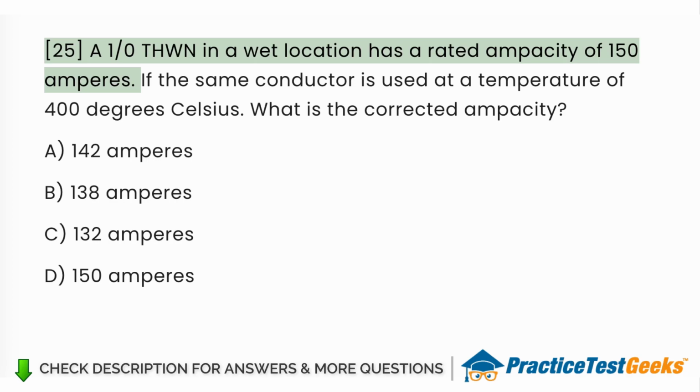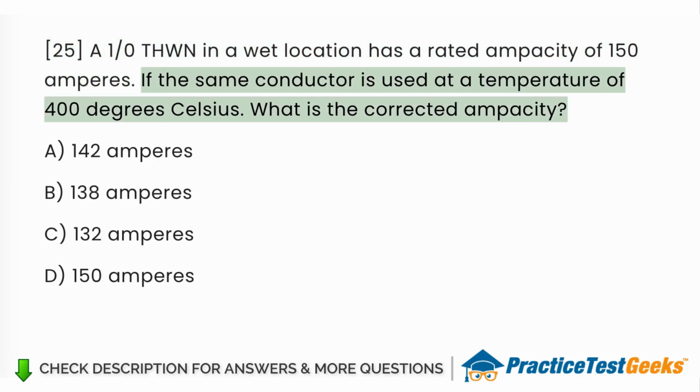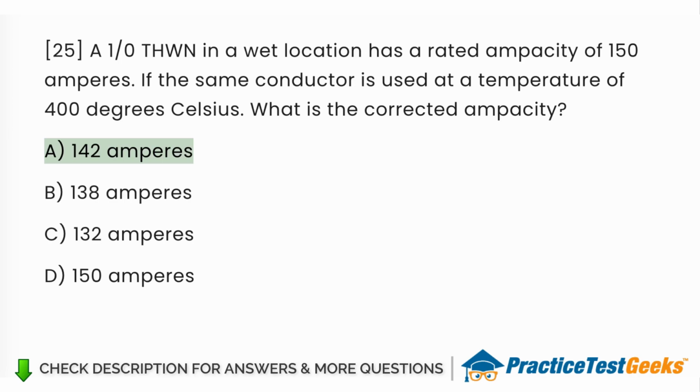A 10 THWN in a wet location has a rated ampacity of 150 amperes. If the same conductor is used at a temperature of 400 degrees Celsius, what is the corrected ampacity? A. 142 amperes. B. 138 amperes. C. 132 amperes. D. 150 amperes.